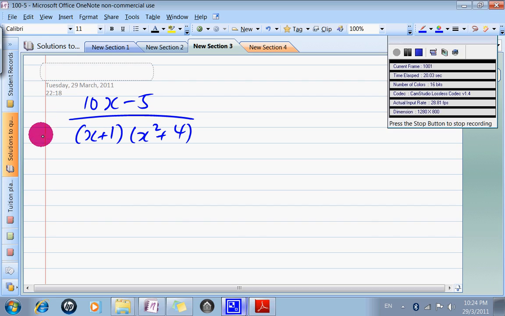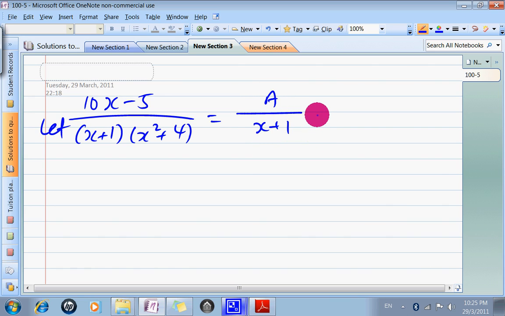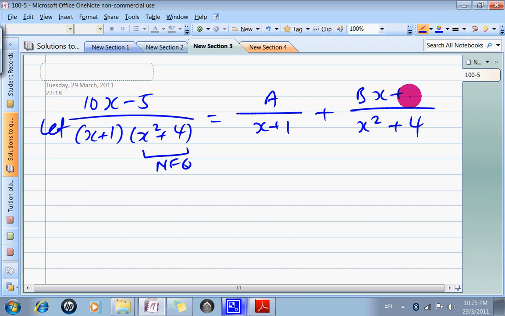So what we do is we let the expression equal to, look at the denominator, make sure it's factorized. So it's factorized already. So the first factor is x plus 1. In the case of a linear factor, you must put A over x plus 1. Okay. So next, there's a non-factorizable quadratic factor. So it's plus something x plus something over the non-factorizable quadratic. So in this case, it will be bx plus c.